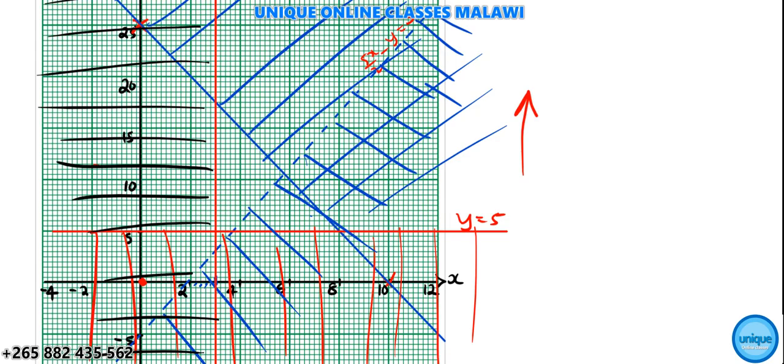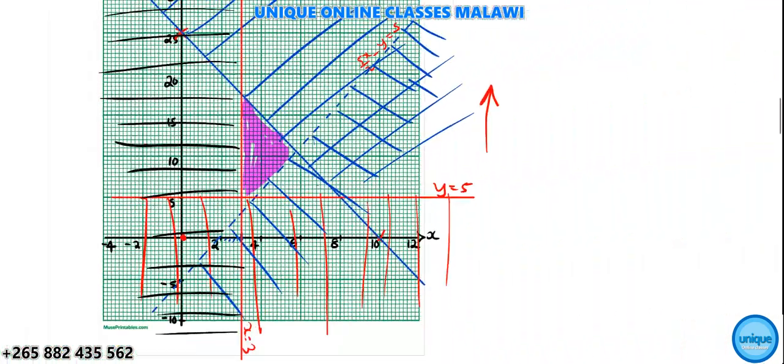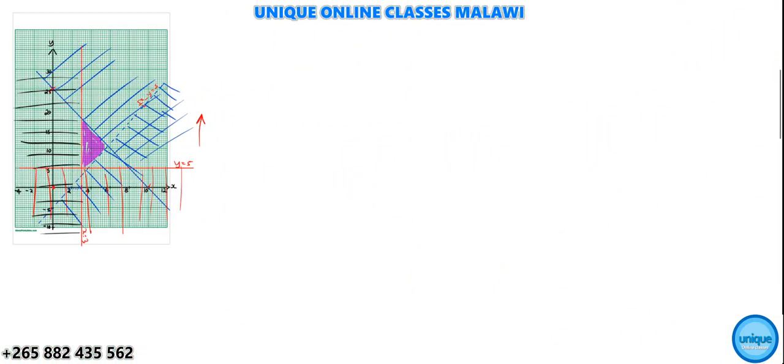As the region, you are looking above. It's this region here. I think I should choose another color. The region which is covered is this region. That's the region which is needed. As you can see, there is a zone here. So that's the region which is needed there. You see?